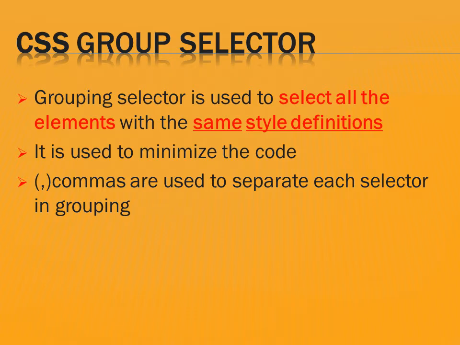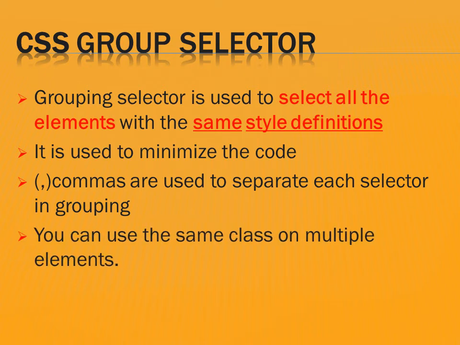If we need to define the grouping selector in our program, we must separate those elements using commas in between them. You can use the same class on multiple elements also. If we require to apply the same style definitions over a number of elements, at that time we must use the CSS group selector.